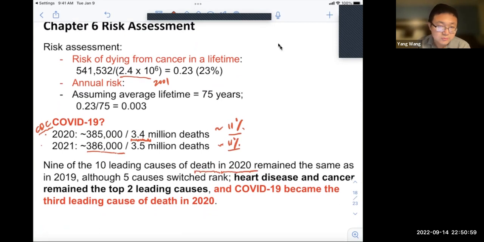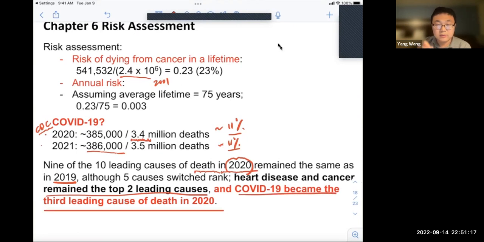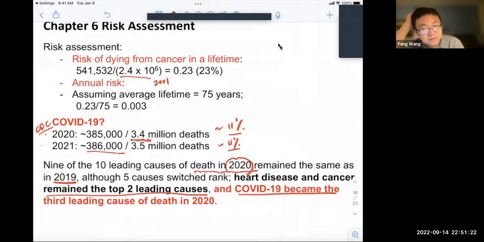And that is also why 9 of the 10 leading causes of death in 2020 remained the same as in 2019. Heart disease and cancer remained the top 2, while COVID-19 became the 3rd leading cause of death in 2020. All of this means that COVID-19 is indeed quite deadly. It has a relatively high risk of leading to death.